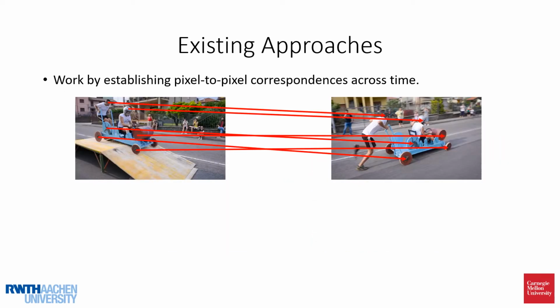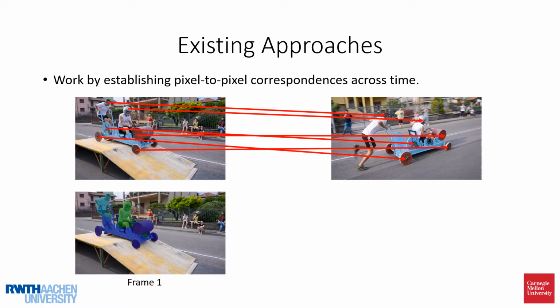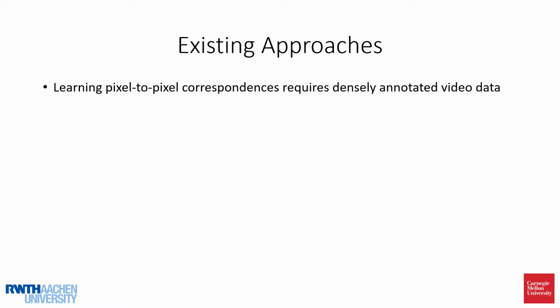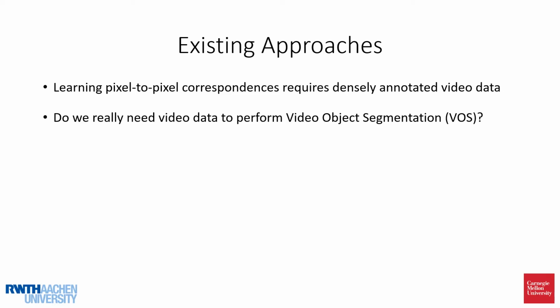Existing state-of-the-art approaches work by learning so-called space-time correspondences, or in other words, correspondences between pixels across a pair of video frames. Based on these correspondences, the object masks in a given image can then be propagated to other frames. However, training existing methods to learn these correspondences requires video data with temporally dense object masks, which are costly and time-consuming to annotate. The question we pose is, do we really need labeled video data for this task?